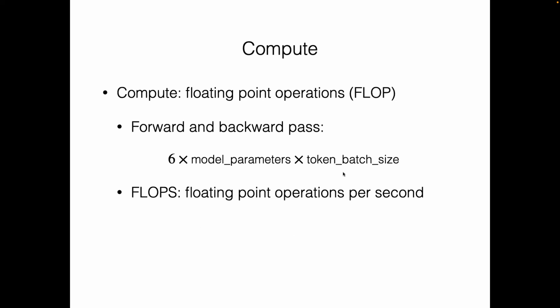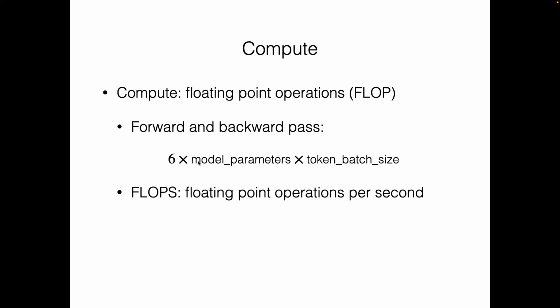This is a kind of approximation that people use. If you have a transformer language model, then you can roughly approximate the number of floating point operations used with this formula: 6 times the number of model parameters times the number of tokens being processed. Transformers are parallel, so here you do have this dependence on the number of tokens being processed.